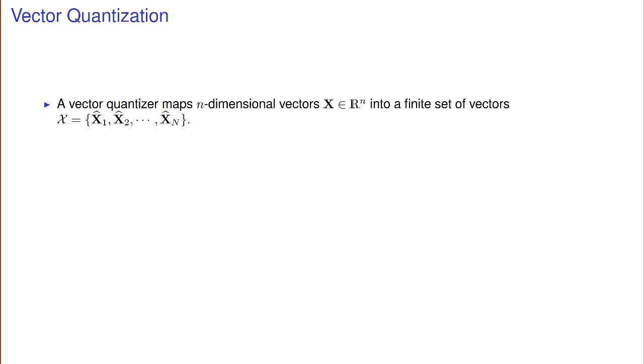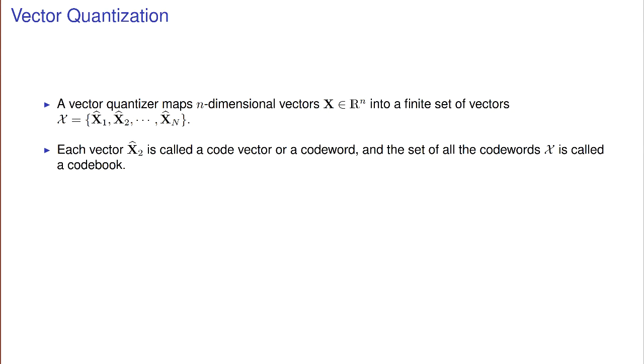Vector quantization is nothing more than mapping an n-dimensional vector, which is in space, into a finite set of vectors, x hat 1 up to x hat N. Each vector is called a code word. So for each of these centers, the transmitter will transmit the label of the code word, and the receiver knows which one is to be taken. So x hat 1, x hat 2, up to x hat N are code words.